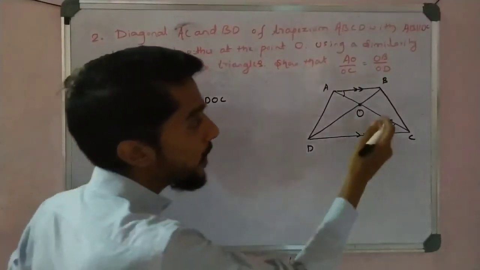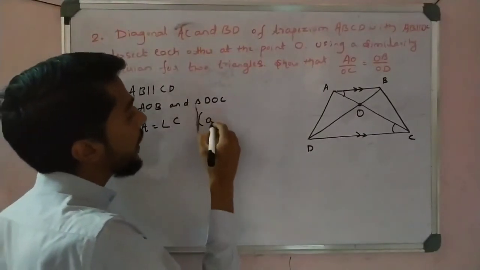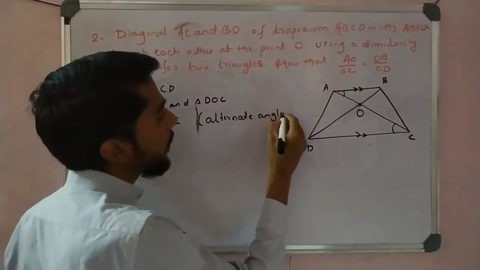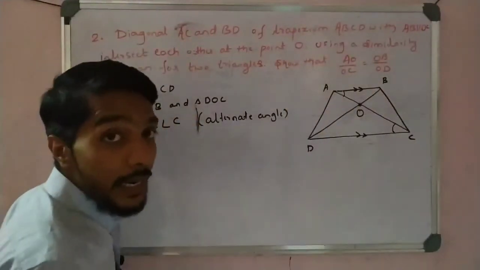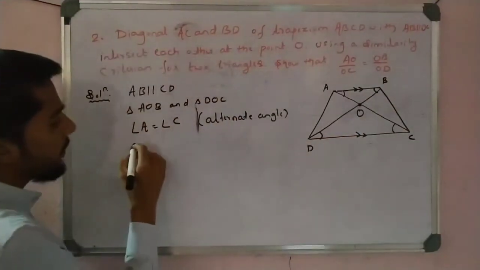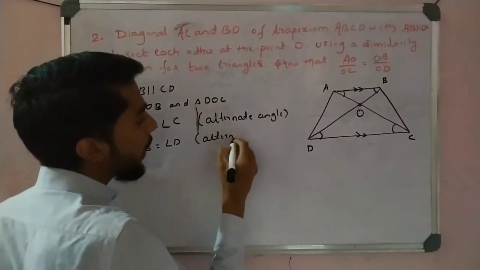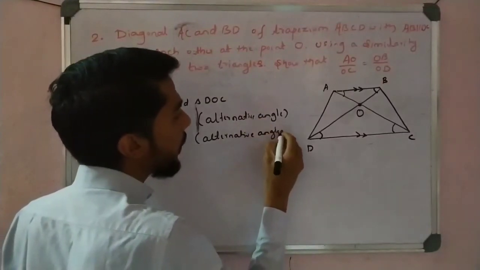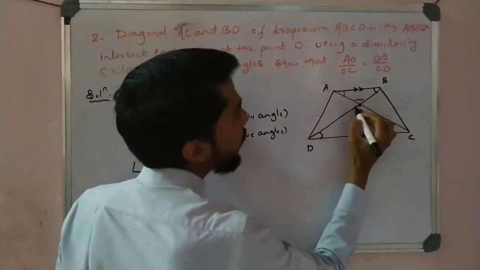There is no measurement, so how do we say that it is equal? You are right, because of alternate angles. When the lines are parallel, the transversal makes alternate angles equal. Likewise, angle B is equal to angle D, again alternate angles. Now another one is there. See here, this angle equals this angle. Why?